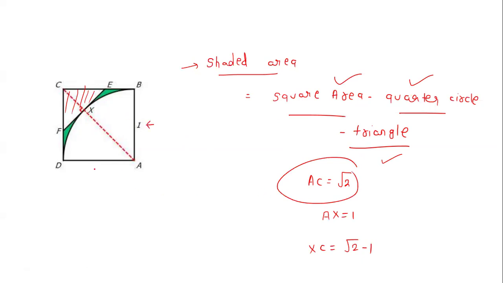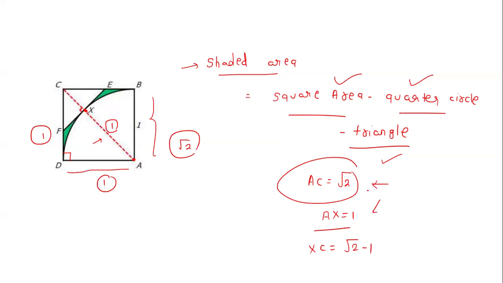Now you see AC is the diagonal. This length is 1 and this length is 1. This is a right angle triangle. This length is also 1. So this length is root 2 by the Pythagoras theorem. We can also see that AD and BA are both radii of this quarter circle, and this length is 1, so the radius of this quarter circle is 1. We call this point X. So the distance AX is also equal to the radius of this quarter circle, so it is 1 centimeter. So we can write AX as 1 centimeter and we know AC as root 2 centimeter.